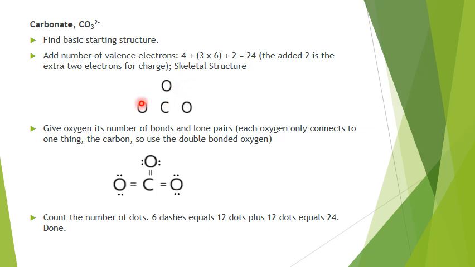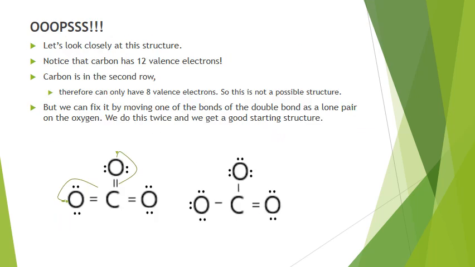Here's the skeletal structure. And what we're going to do is make the oxygens have their number of bonds and lone pairs. 2 bonds and 2 lone pairs. Count them up, and you got 2, 4, 6, 8, 2, 4, 6, 8, 2, 4, 6, 8. Looks good. 24 dots. Done. Oops. Well, something's wrong with this structure.